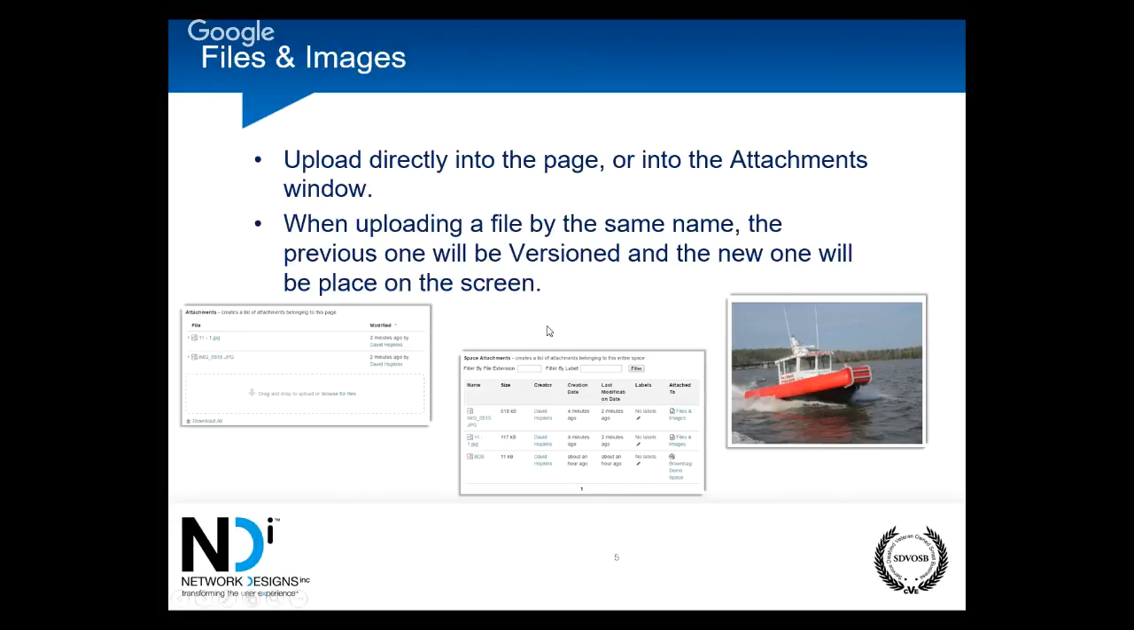Some cool things about the files and images macro is that you can upload directly into the page. You don't have to go to the attachments window. And when uploading a file by the same name, the previous file will be versioned and the new one will be placed on the screen. So for example, if you have 1-1.jpg, and that puts this picture on your screen, and then you make a modification to this picture and upload it again, you name it the same thing, you just throw it into the attachments page. It'll automatically refresh it on the screen, so you'll have the additions.